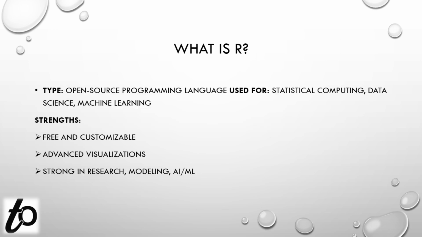So what is R? R is an open source programming language mainly used for statistical analysis, data science, and visualizations. It is popular in academics, research, and emerging clinical trial science teams, and it provides advanced statistical models and high quality graphics.